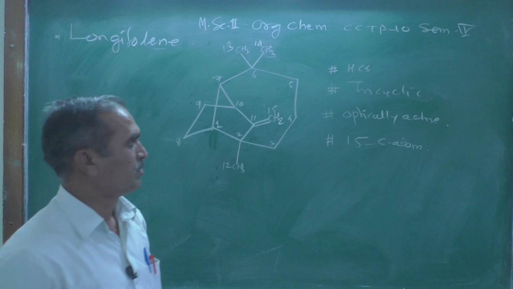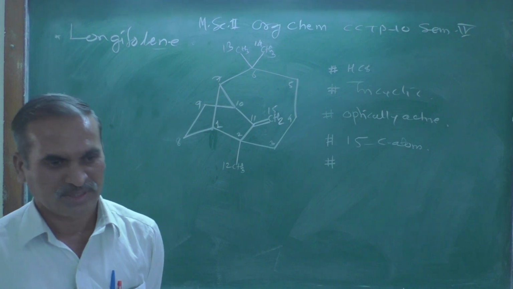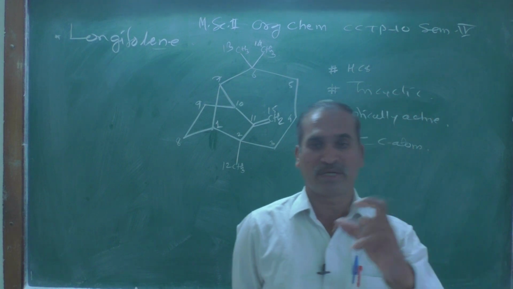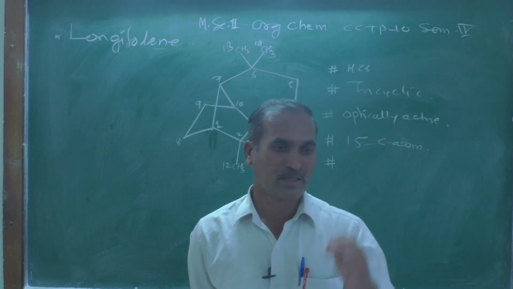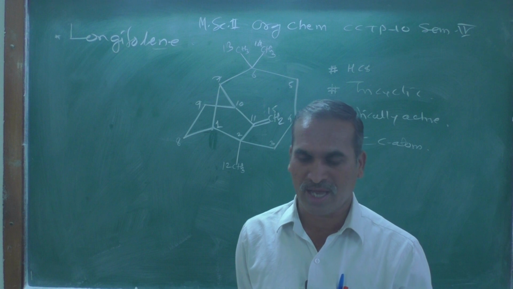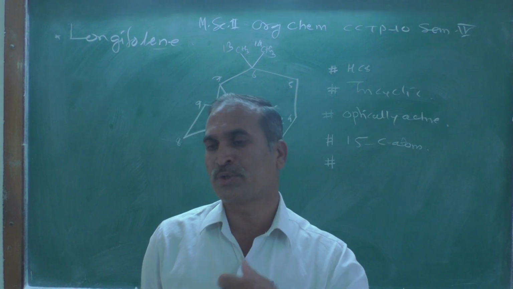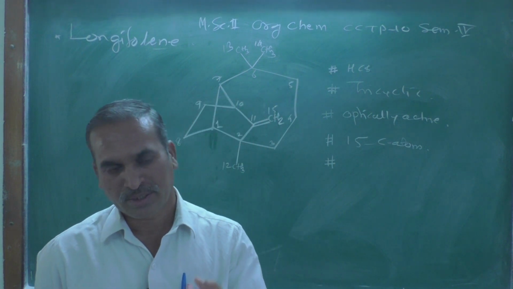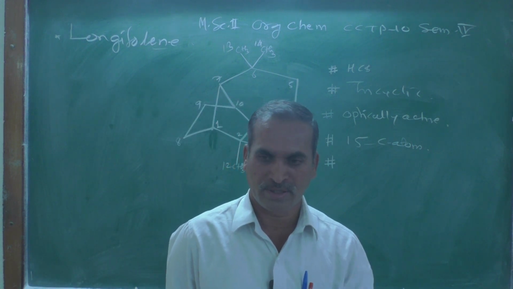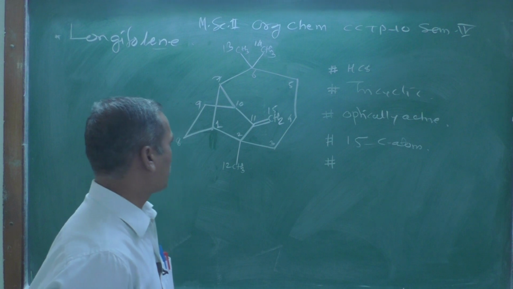So now what is the next point to remember? How many chiral centers? Check out here. Just now I told you that a chiral center is an asymmetric carbon atom, nothing but a carbon atom attached to 4 different groups, known as a chiral center or chiral carbon atom. According to this definition, can you tell me how many chiral centers are present in this compound? Let's check here.